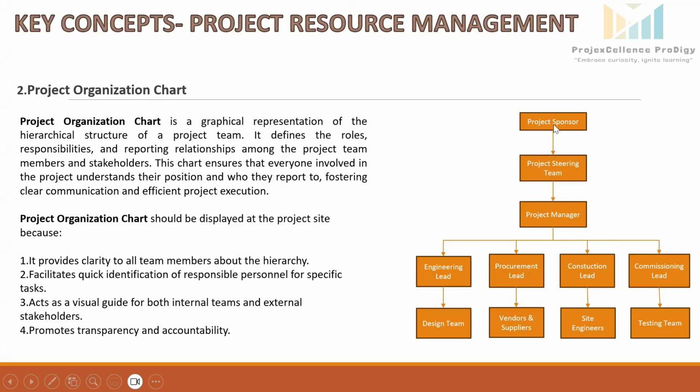Here we can see the project organization chart is shown. So project sponsor, he provides the overall project funding and executive support. Then project steering committee, so it oversees strategic decision making for the project. Project manager, he manages all project aspects including scope, schedule, budget, and risk. Engineering lead handles the system design, drawing, and technical approvals for the project.